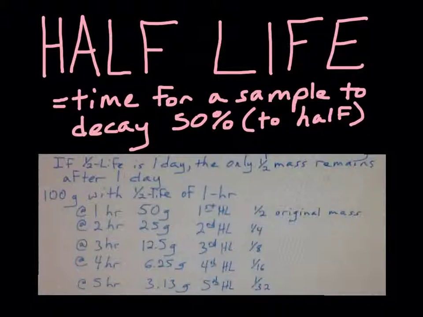So after the first half-life, you have half the original mass. At hour number 2, there would be only 25 grams remaining, because after the second half-life, there's only 1/4 of the original mass remaining. And so on. You can take the mass and divide it by 2 each time. You can take the fraction and halve the fraction. But you should be able to count half-lives through periods of time to figure out how much of the original sample remains.